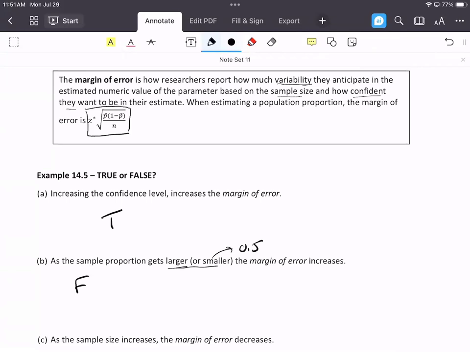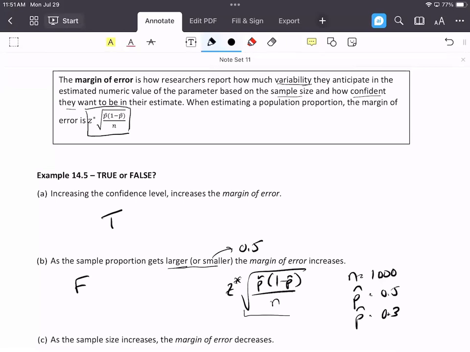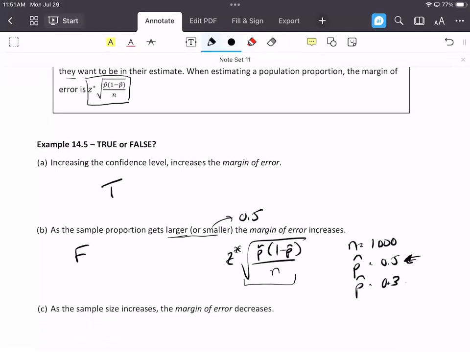And why does this make sense? Well, we're moving away from that 50-50 split. Okay, so if you want to convince yourself, calculate a z star times the square root of p hat, 1 minus p hat, all over n. Choose, let's say, n to be 1,000, and do it with p hat equals 0.5, and then do p hat equals, let's say, 0.3, and you will see, and choose a z star, any of the z stars you want. But you'll see that what happens to this value as you move away from the most conservative, the 50-50, that it will get smaller.